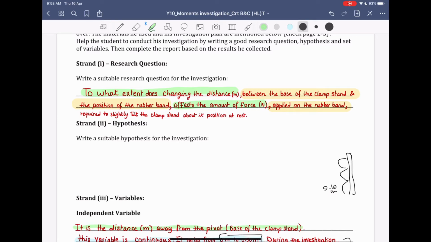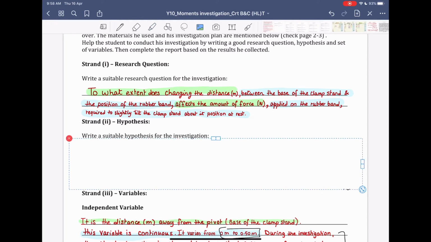So only the things highlighted in green are the level 1 to 3. But I want to get more marks. So I'm going to be more specific and try to use scientific words. I'm going to say changing the distance between the base of the clamp and the position of the rubber band, and then affects the amount of force. I'm stating again, I also will explain: applied on the rubber band, required to slightly tilt the clamp stand about its position at rest.